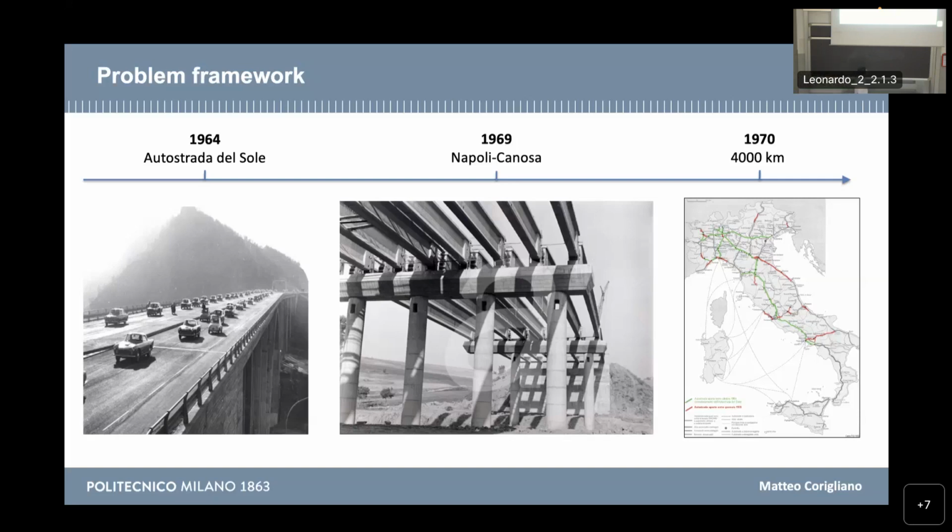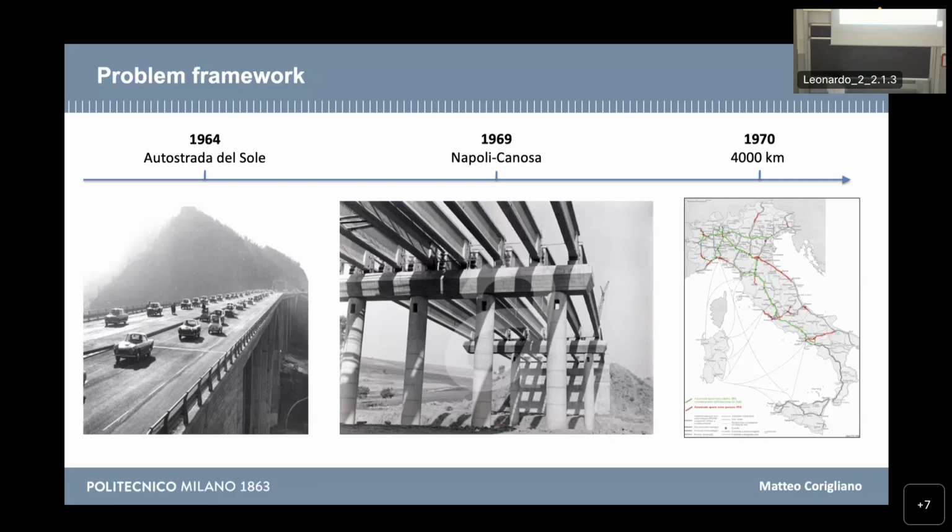And what is important here is the timeline. We can see that starting from the end of the Second World War, and in the next years, in Italy, many infrastructures were built. And at the beginning of the 70s, in Italy, there were 4,000 kilometers of highways built.